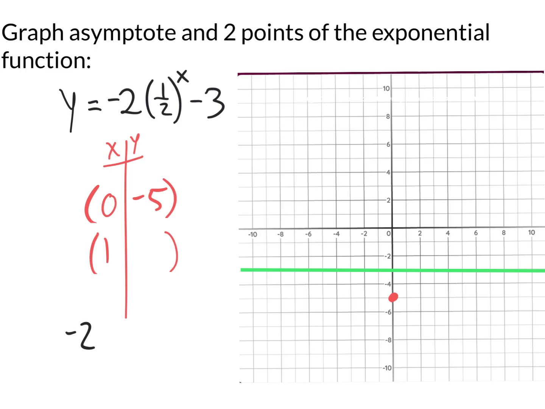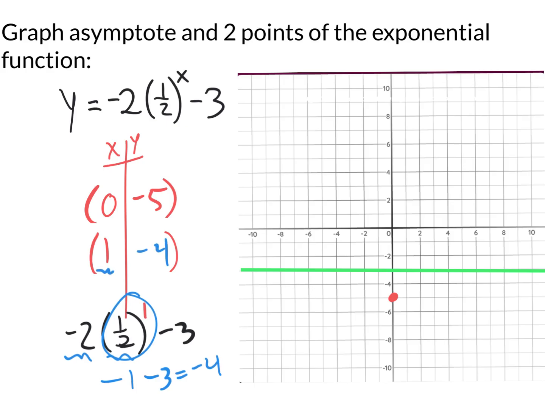You have -2 times 1/2 to the 1 power, and then -3 at the end. So this is just 1/2, and -2 times 1/2 is -1, and -1 minus 3 is -4. So when you plug in a 1, you get out a -4. So let's go to the coordinate 1, -4, and you'll get that dot right there.